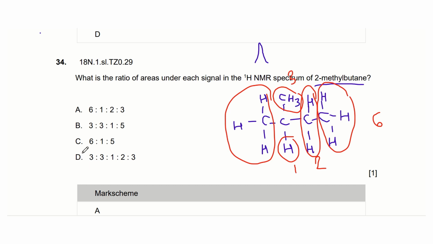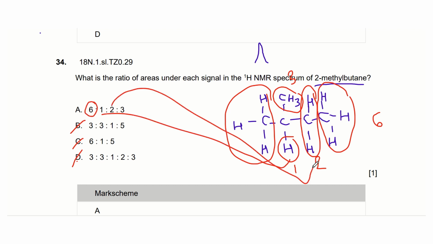So I can automatically eliminate D. I don't have that many there. And I can remove B. I'm left with A and C, and C can also be eliminated because this tells me that I only have 3 environments, but I actually have 4. And you can see that these are my 6 here. Okay, this is my 1 here, these are my 2 here, and this is my 3 here.